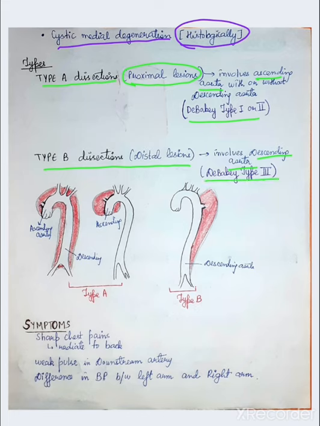Now here we can see type A and type B diagrams. Here this is the ascending aorta and this is the descending aorta. So both are involved, ascending as well as descending. So it is type A, or if only the ascending is involved, it's type A, and where only the descending is involved, it is type B.